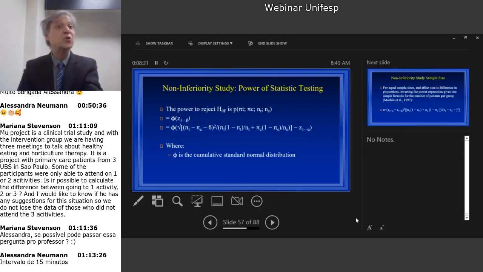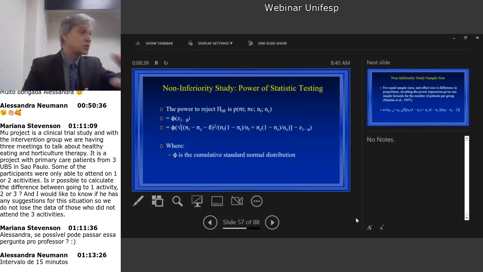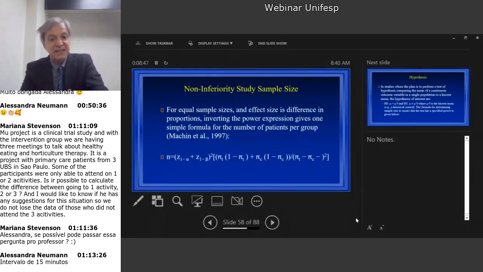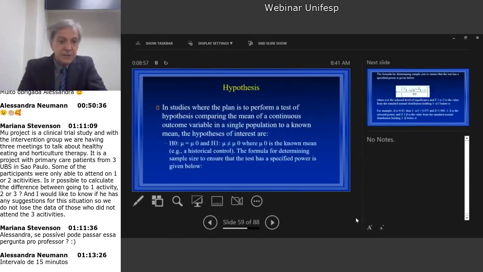I just wanted to show you so you know there are two things called superiority and non-inferiority trials. What mostly people present is superiority trials, so there's no concern. But sometimes you need to go after that non-inferiority trial. For equal sample size, the effect size is the difference in proportion. Inverting the power expression gives one simple formula. I think it is a simple formula for non-inferiority trials.